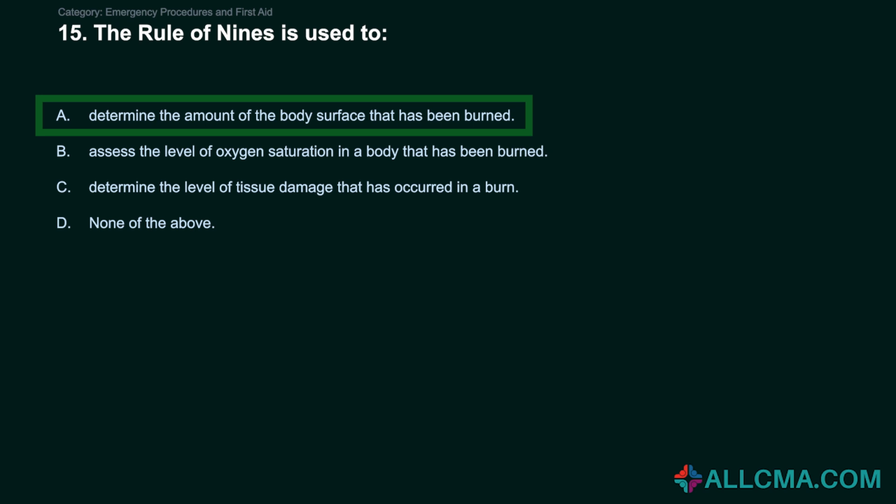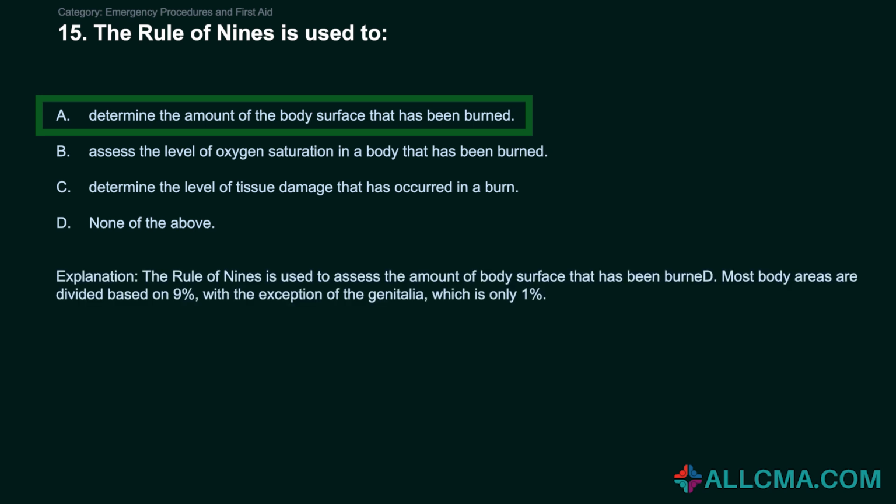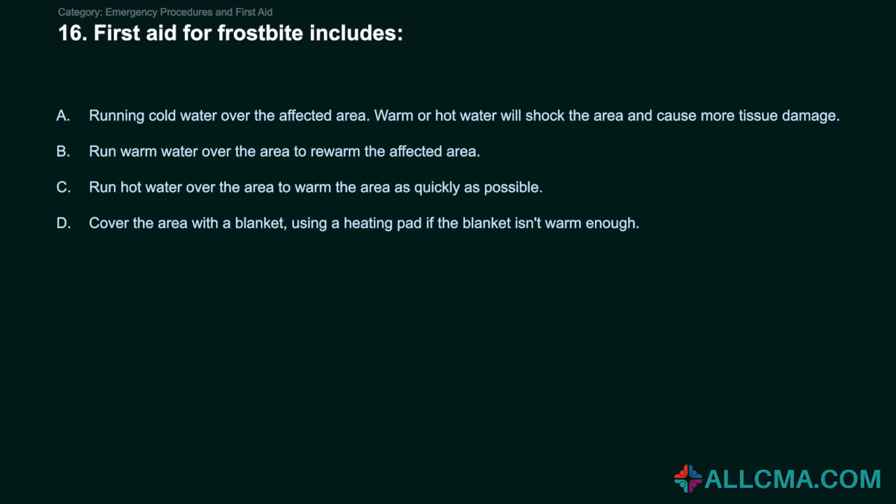Correct answer: determine the amount of the body's surface that has been burned. The rule of nines is used to assess the amount of body surface that has been burned. Most body areas are divided based on 9%, with the exception of the genitalia, which is only 1%.